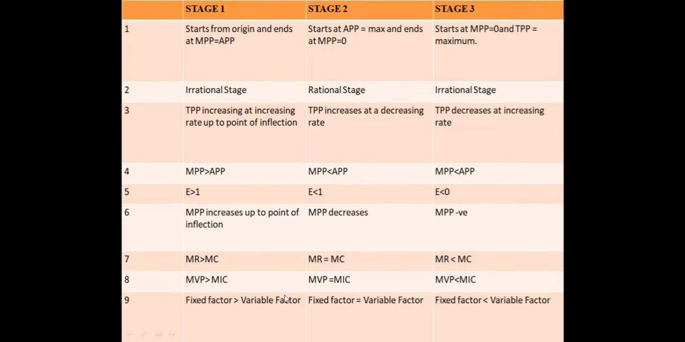Why? Because in stage 1, fixed factor is greater than variable factor. So as fixed factor is more, the more and more variable factor you go on adding, the marginal value product will obviously go on increasing and increasing. And that's the reason why MR is also greater. But in stage 2, fixed factor is equal to variable factor, and in stage 3, fixed factor is lesser than variable factor. So remember this table very clearly. This will give you minimum 3 to 4 questions in the exam.